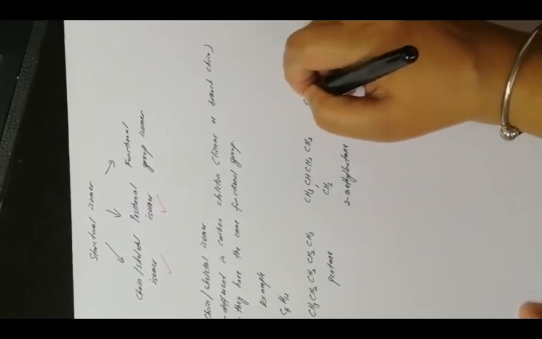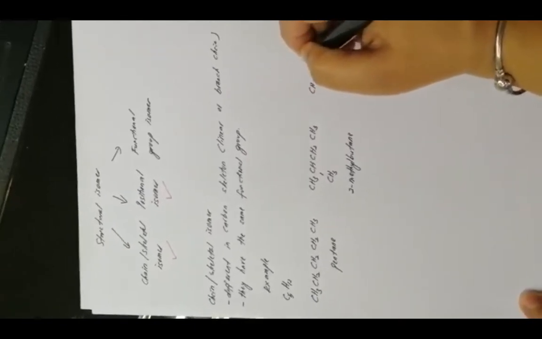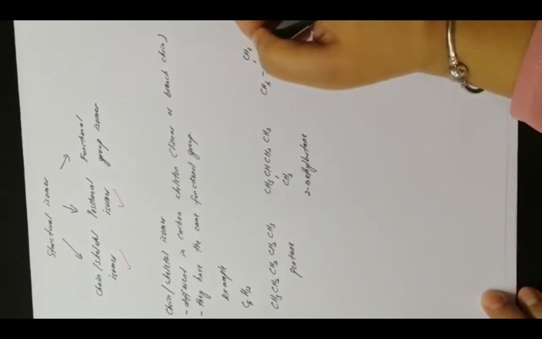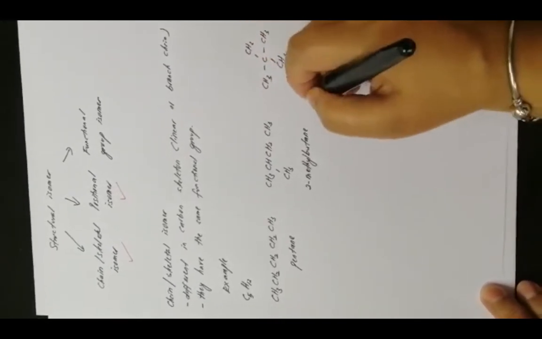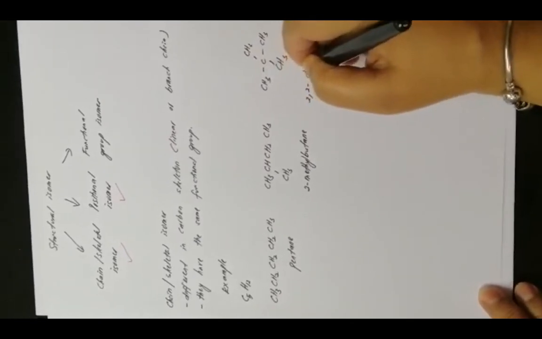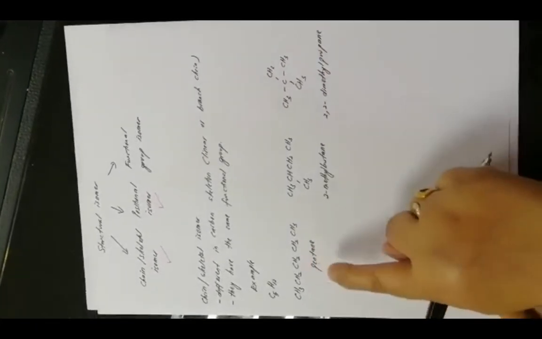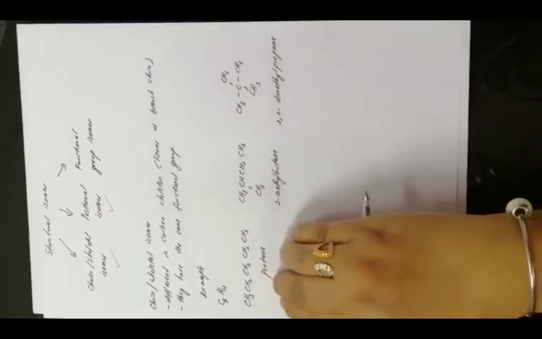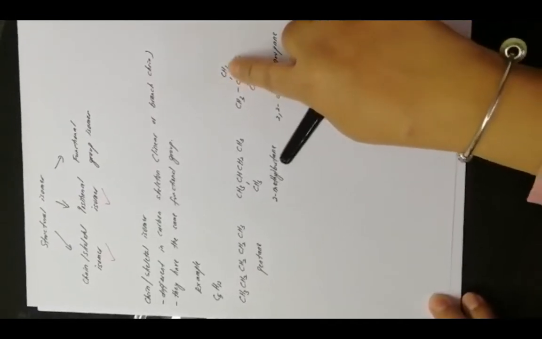While the third structure, we can write with more branches, which is like this. And the name of the compound is 2,2-dimethyl propane. If we compare pentane and 2,2-dimethyl propane, it is also a pair of isomers, where pentane has a straight chain and 2,2-dimethyl propane has a branching. So this is the chain or skeletal isomer.